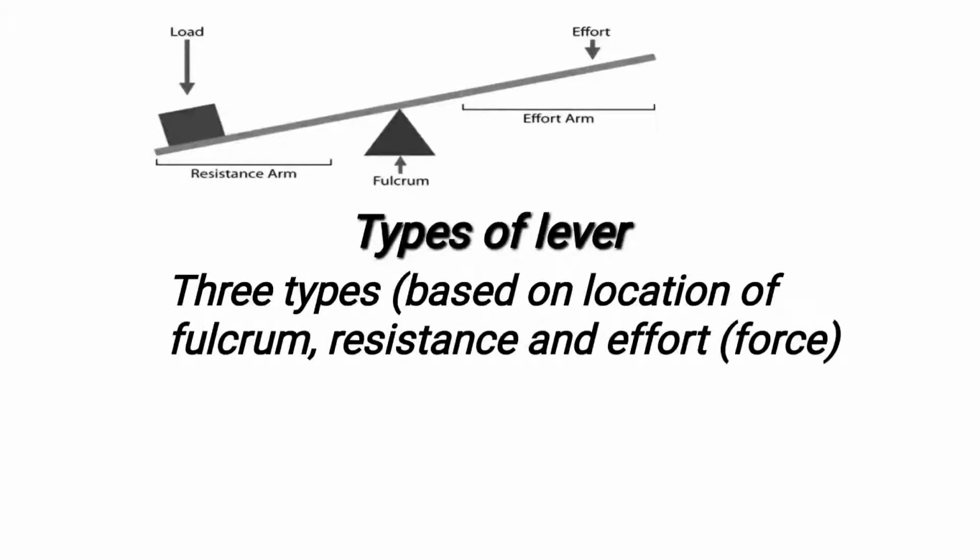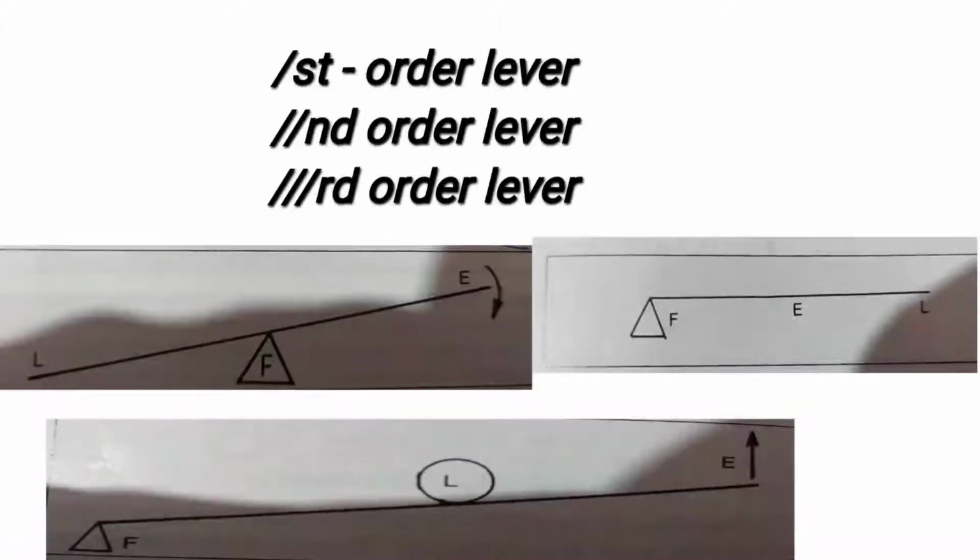You can see this diagram. It is a long bar with a single support around which it rotates. The support around which the lever rotates is called the fulcrum. This is the fulcrum. Types of lever: there are three types based on the location of the fulcrum, resistance and the effort, that is the force. Class 1 order lever, class 2 order lever and class 3 order lever.